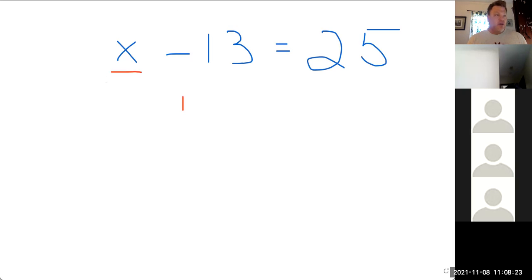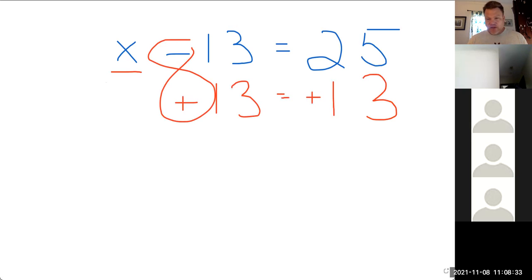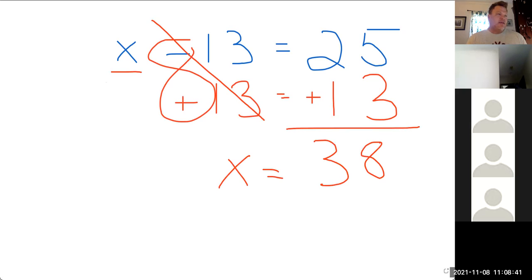We want the x alone. So we just do the opposite of whatever the operation is. Minus, we do plus. And then we do plus on this side because we got to do everything fair. That stuff gets crossed out. X comes on down. And that's going to be our answer.